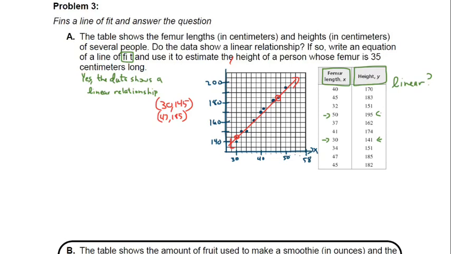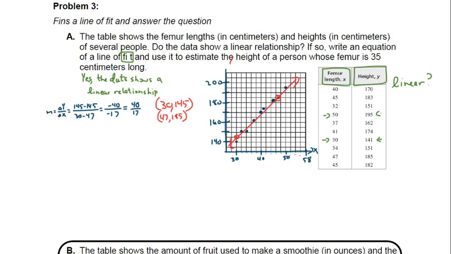Let's write the equation. Remember, m is delta y over delta x. Changing y over changing x. So 145 minus 185 divided by 30 minus 47. Well, 30 minus 47 is negative 17. 145 minus 185 is negative 40. I'm just going to leave it as 40 over 17. 17 is prime, so it doesn't go any further down, so we'll just leave it as that.